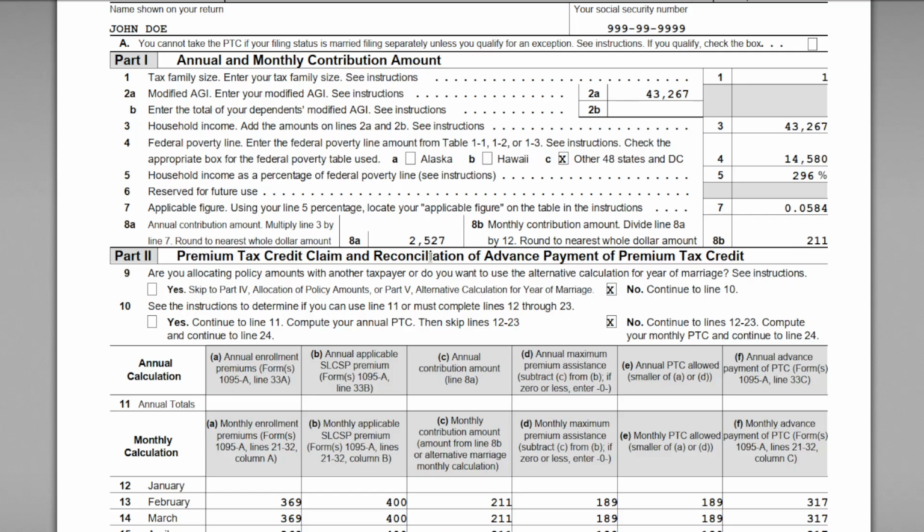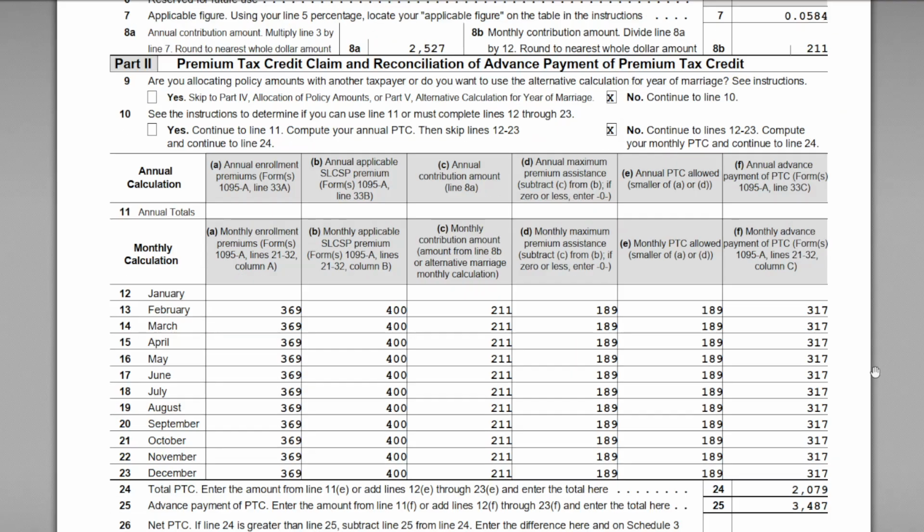And then 8B, the monthly contribution amount, divide line 8A by 12. And as it notes here on this form, and like a lot of other forms, when you file your taxes, you're not entering dollars and cents. You're just rounding to the nearest whole dollar. So we have $2,527, and 8B is $211.